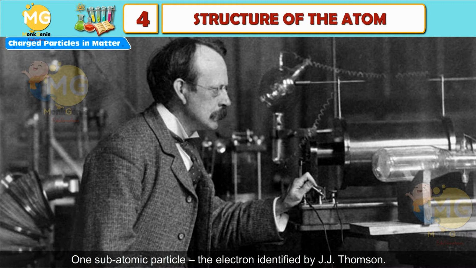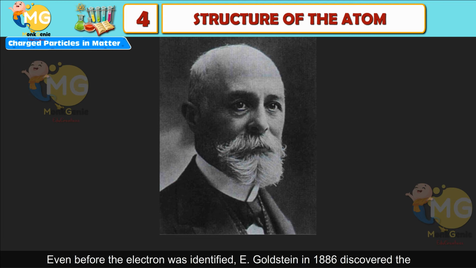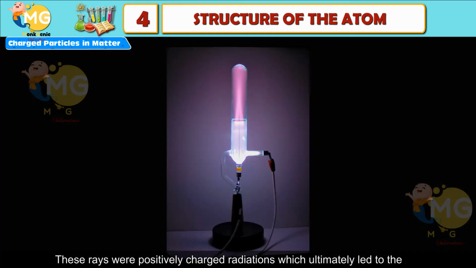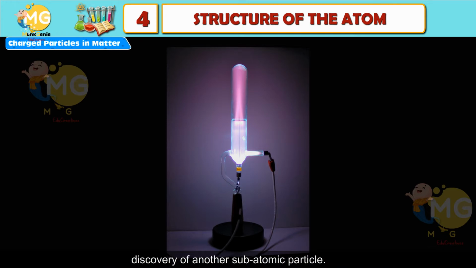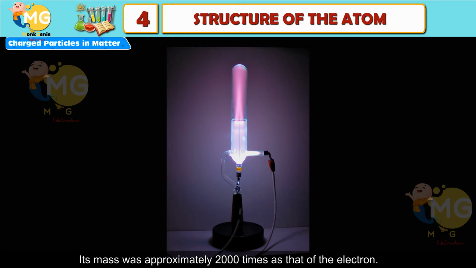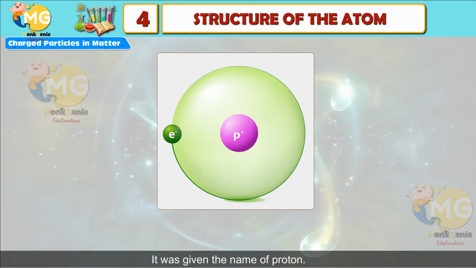One subatomic particle, the electron, was identified by J. J. Thomson. Even before the electron was identified, E. Goldstein in 1886 discovered the presence of new radiations in a gas discharge and called them canal rays. These rays were positively charged radiations, which ultimately led to the discovery of another subatomic particle. This subatomic particle had a charge equal in magnitude but opposite in sign to that of the electron. Its mass was approximately 2000 times that of the electron. It was given the name proton.